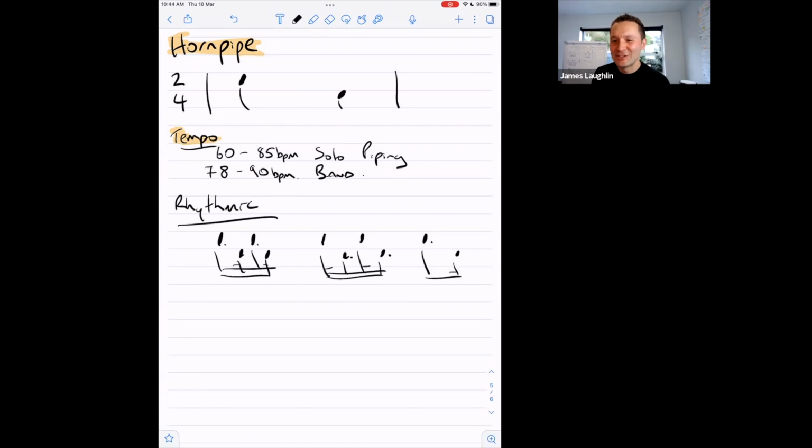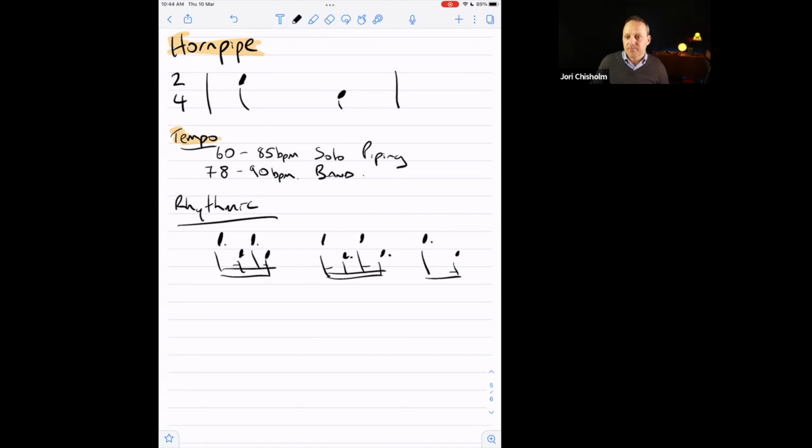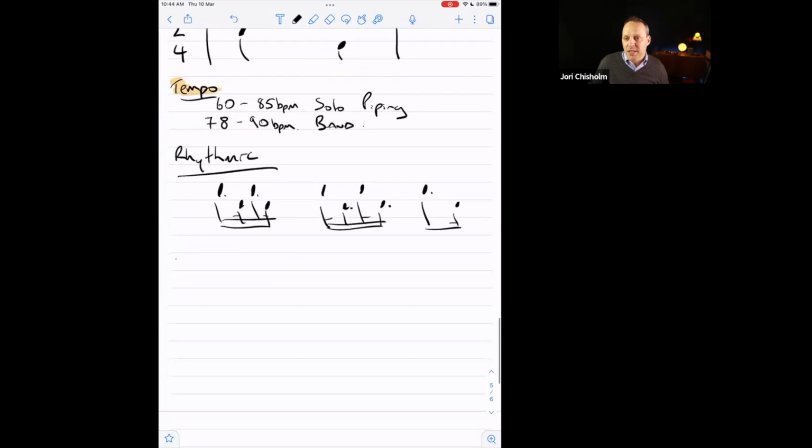Maybe for some dancers doing the sailor's hornpipe, but certainly not from a band performance standpoint. And expression-wise, did we touch on that? I don't think we did yet. Yeah, so it's just dot cut, plenty of dot cut, and keep that consistent throughout.